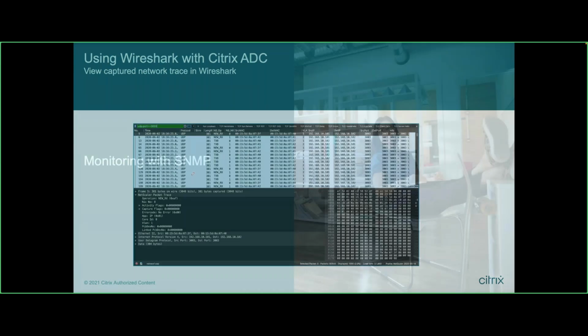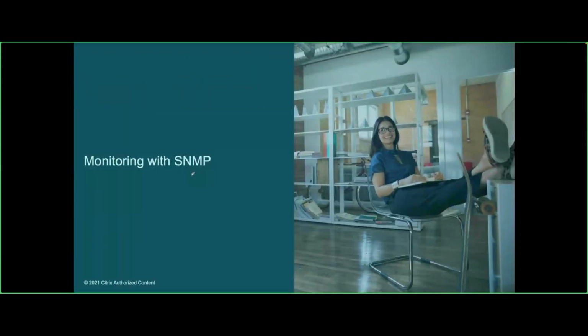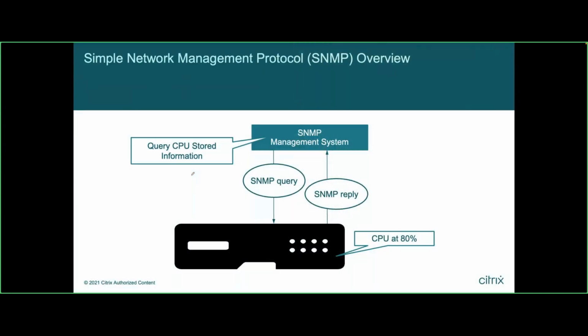You can also have the SNMP traffic sent to your external log server. This is your Simple Network Management Protocol, which is your internet-based standard protocol for collecting and organizing information about your managed devices. In this, the ADC is working like an SNMP agent that is going to respond to queries from the SNMP management system, which is going to be your external server. So this is the SNMP agent, and this is the server.